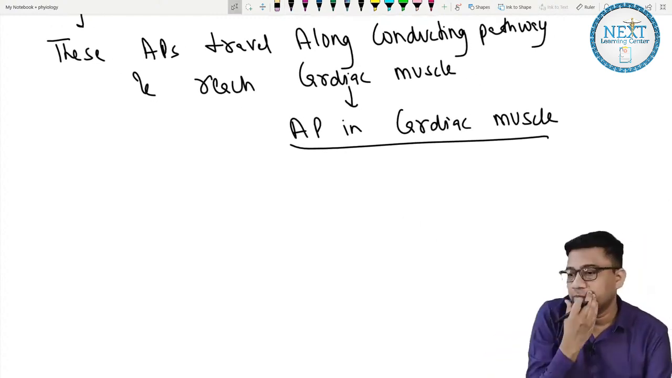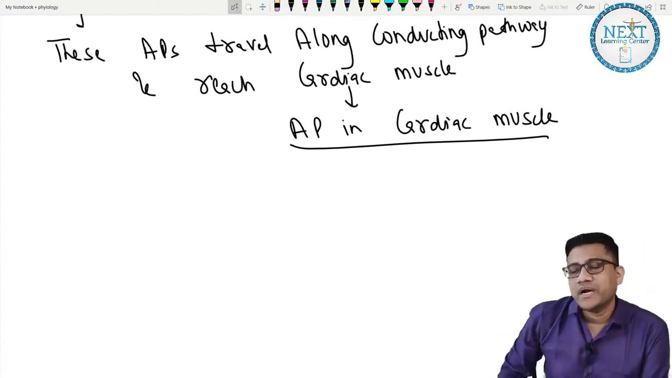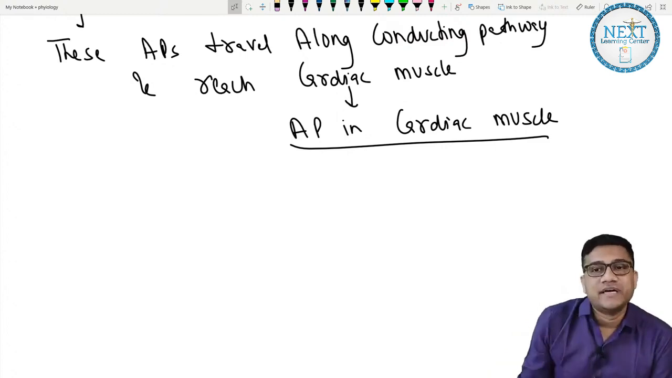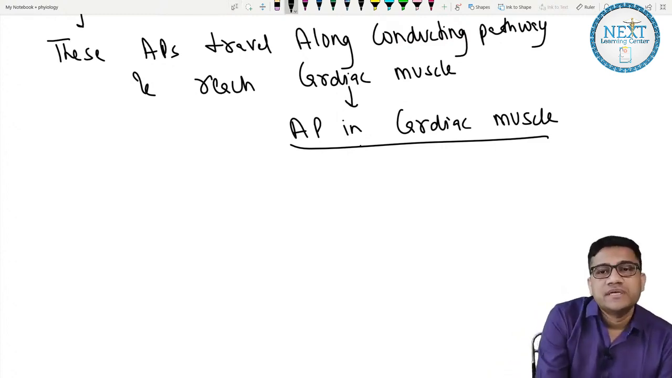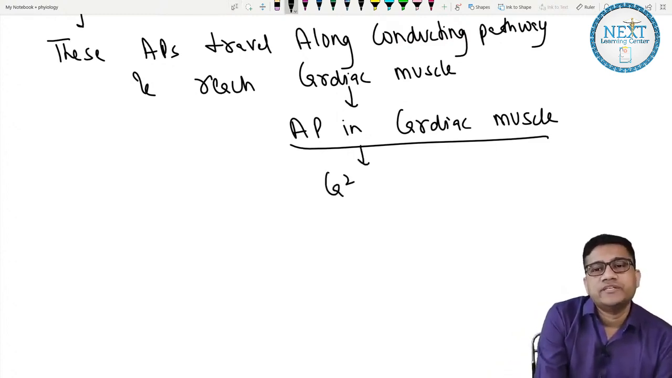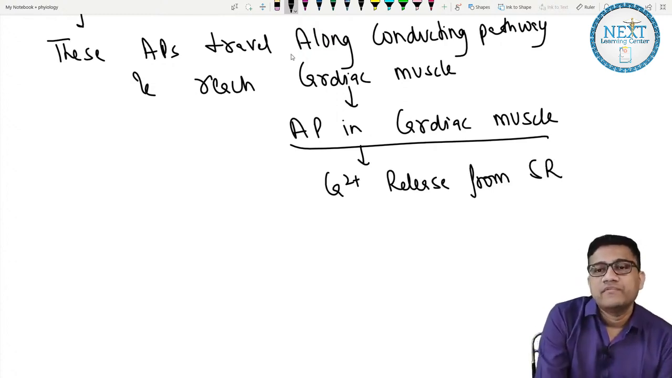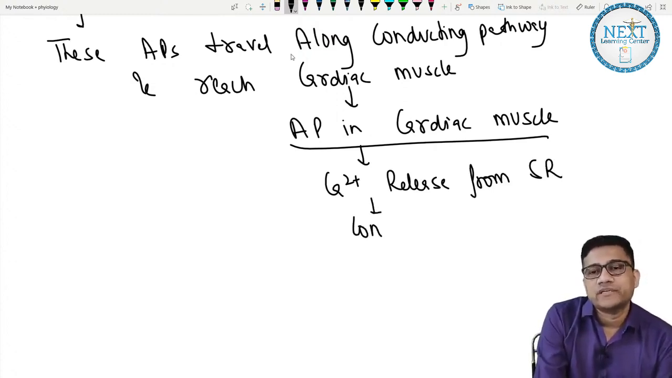Okay, so what is happening now? There is an AP occurring in the cardiac muscle. Are you clear? AP in which area? Cardiac muscle. Now what happens next after this AP in cardiac muscle? There is always, remember, calcium release from the sarcoplasmic reticulum, which then causes contraction. So this is the story of every muscle contraction.